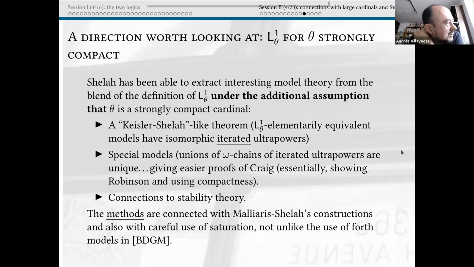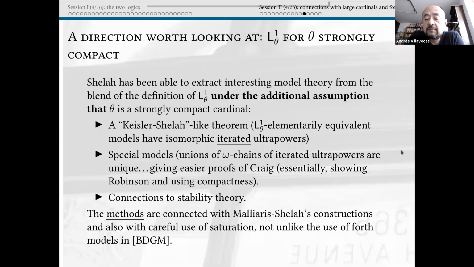For those of you who are familiar with Malliaris's work with Shelah, on the control you have by paying close attention to the sort of properties the ultrafilters you take the ultrapower with have, that turns out to be part of that picture. It's a very beautiful line, I believe. And then there is also the role of special models.